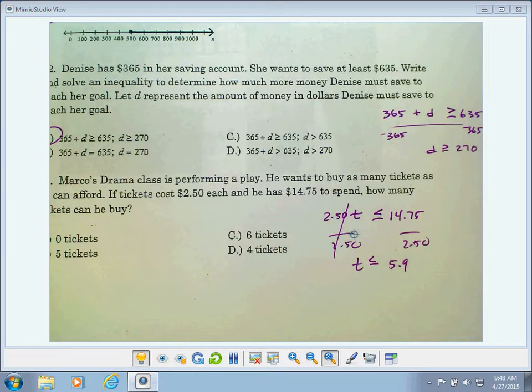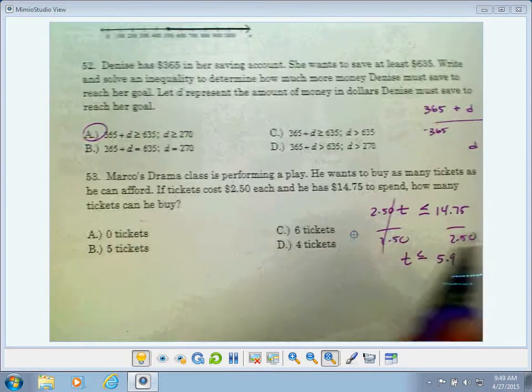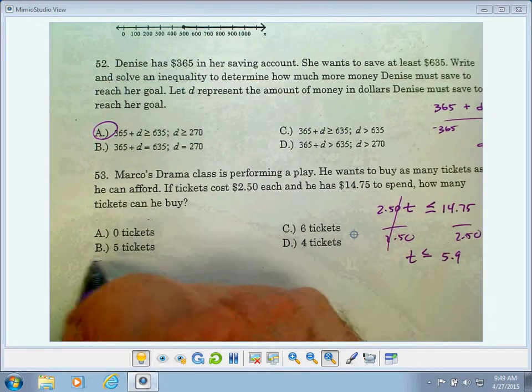Would it be B, 5 tickets, or C, 6 tickets? Okay, so he has enough money. Essentially what we're saying is to buy 5.9 tickets. But if you think about it, what that really means is he doesn't have enough money for 6 tickets. So even though 5.9 would round up to 6, he actually doesn't have enough money to buy 6. So he can only buy 5, and he'll just have some change left over. So the answer is B.